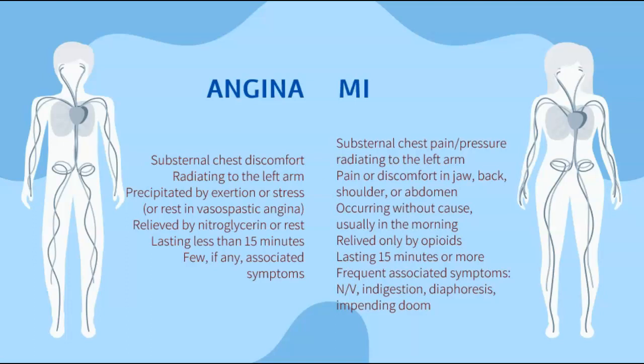With a myocardial infarction, the pain or discomfort will be in the substernal chest area, and it can radiate to the left arm. You might also see pain or discomfort in the jaw, back, shoulder, or abdomen. The pain will occur without cause, and usually it'll start in the morning. This pain is relieved only by opioids, specifically morphine, and the pain will last more than 15 minutes.